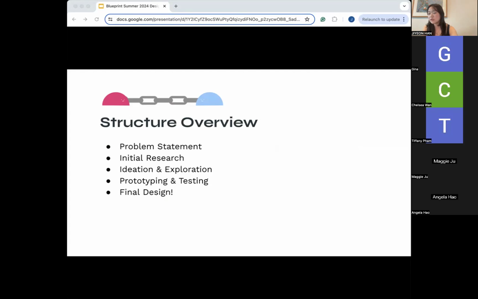Yeah, and this is the general structure overview. We went over problem statement, initial research, that includes user interviews and user research, ideation exploration, prototyping and testing, and the final designs.